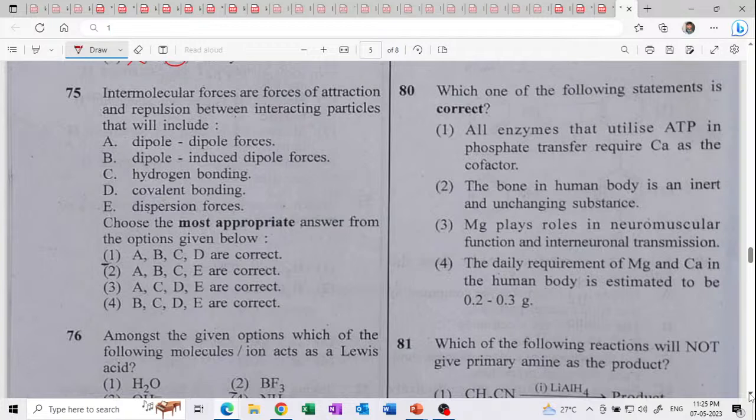Intermolecular forces are the forces of attraction and repulsion between interacting particles. Then who will tell me? Covalent bonding is never there. So this is wrong. Get it? So option number second is correct. Covalent bonding is never there. Dipole forces, dipole induced dipole forces, hydrogen bonding and dispersion forces. These are the forces responsible for the interactions. So this is very important. Get it? So this is a question from states of matter, intermolecular interactions.